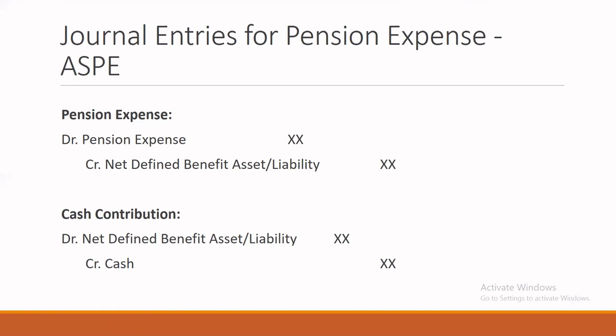So it's going to have 2 different journal entries here. The first journal entry is going to be for pension expense. We're going to debit pension expense, and then we're going to credit that net defined benefit asset/liability. So that's your net amount that goes to the statement of financial position.